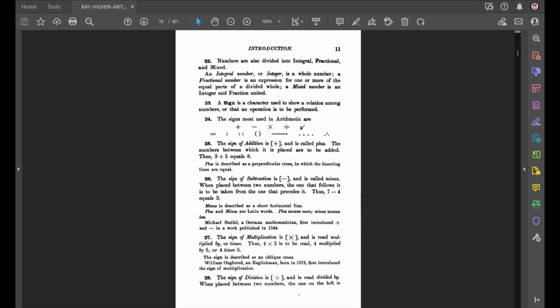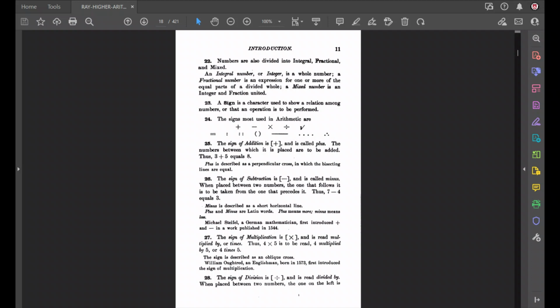So a sign is a character that's used to signify a relation among numbers or an operation that is to be performed. That's a sign. So what I want you to know is signs show one of two things. A sign either shows that a relationship exists between two or more quantities, or the sign shows us that some mathematical operation is to be performed. Something is to be done.